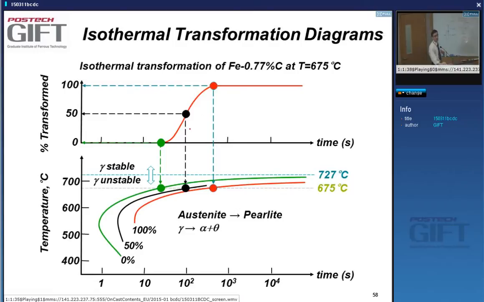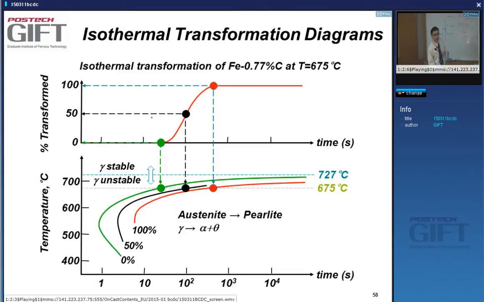I have this curve here for many different temperatures, yes? And all this data I can squeeze into a single graph, which we call the TTT curve. Yes? So that is a curve where we have temperature as a function of time. And now the green points are the points where the transformation starts.